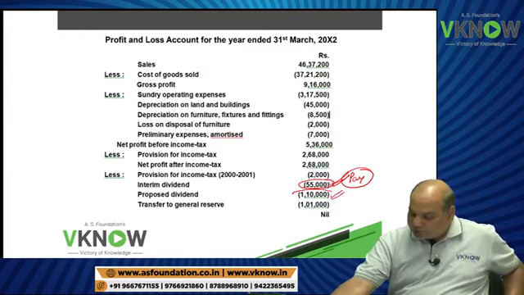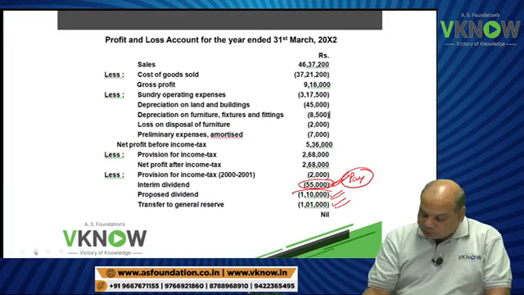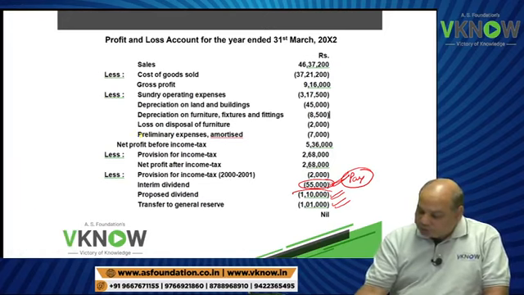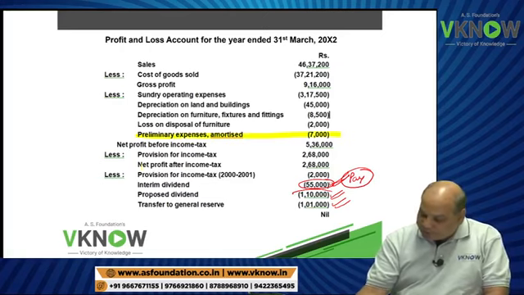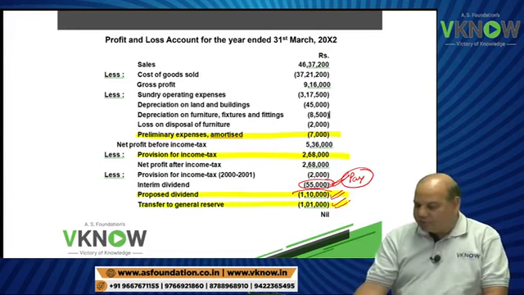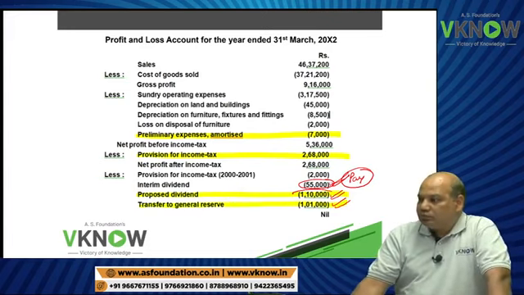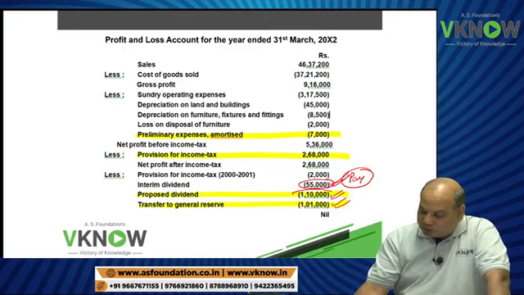This is already appearing in balance sheet. So once again, those items which are appearing as a contra, we are not going to do anything. This 7,000, this provision for income tax, this proposed dividend, and this transfer to general reserve, they have already appeared in balance sheet also as a contra. So we are going to give effect of remaining items only.